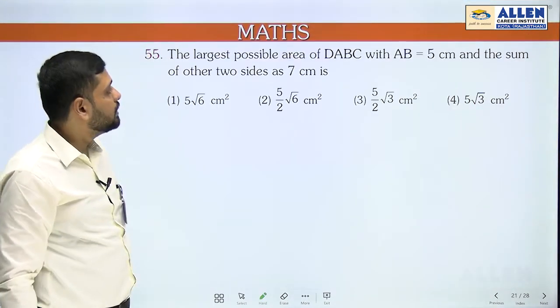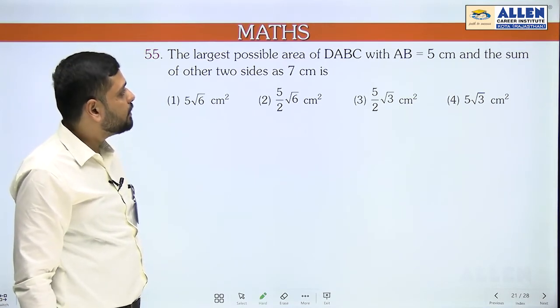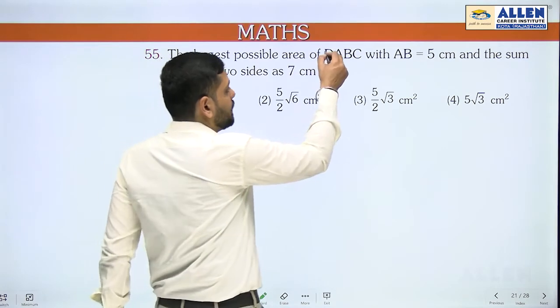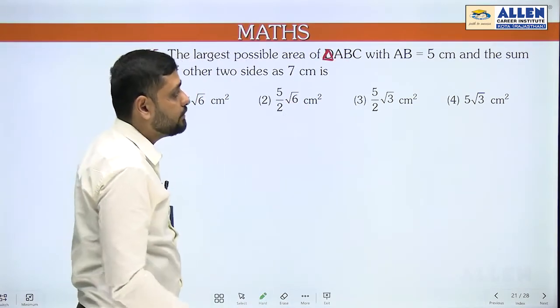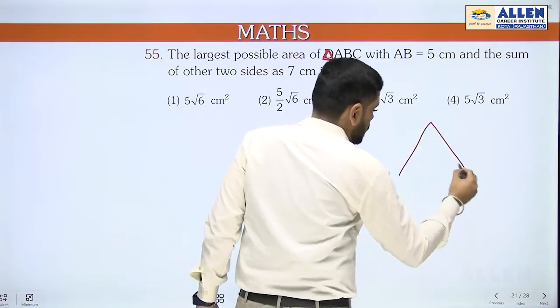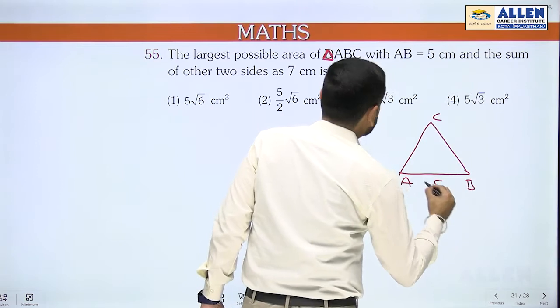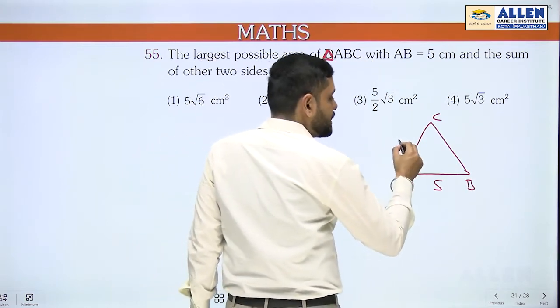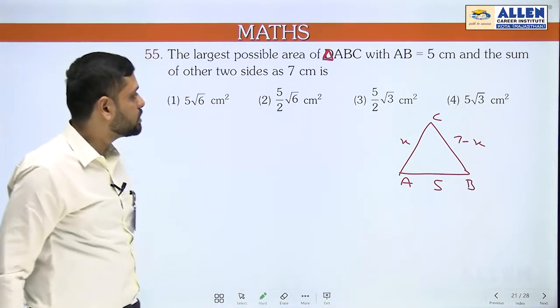So, next question will be the largest possible area of triangle ABC with AB as 5. It is not DABC, it is triangle ABC, right. Suppose we will take this triangle ABC in which AB is given as 5 and the sum of the other two sides is 7. So, if we take this as x, it will be 7 minus x. Sum of other two sides is 7.